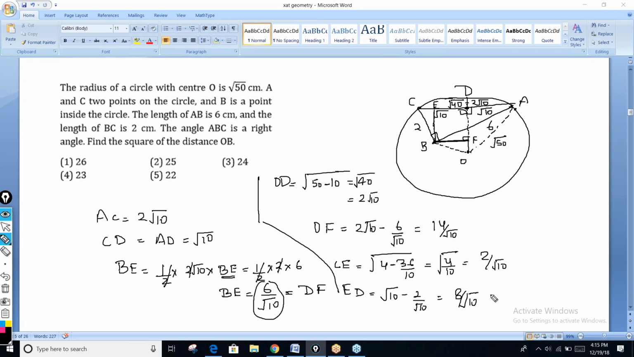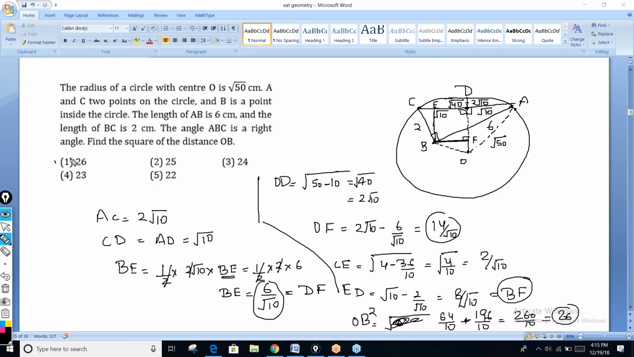ED is equal to BF. So now you have the length of BF, you have the length of OF. So now you can find the length of OB. So 3-4 steps you need to do. This is square plus this is square and root of that. Basically we need to find the square. Directly find it: 64 upon 10 plus 196 upon 10. So that comes out to be 260 upon 10, that is 26. So OB square is 26.